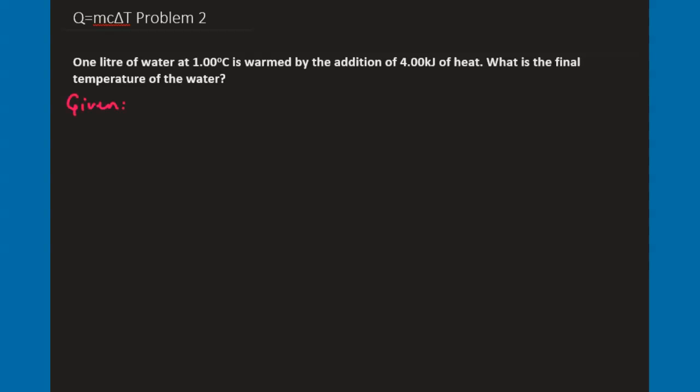Now remember, because water has a density of 1, the water mass is going to be equal to the water volume. So if we are given the volume of water to be 1 liter, that means the mass of water is also 1, but this is 1 kilogram. Now we are given the mass of water to be 1 kilogram, or we can say 1000 grams.